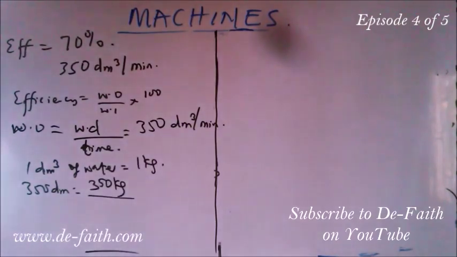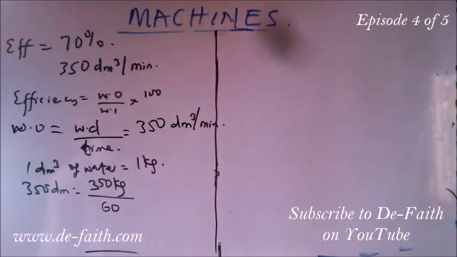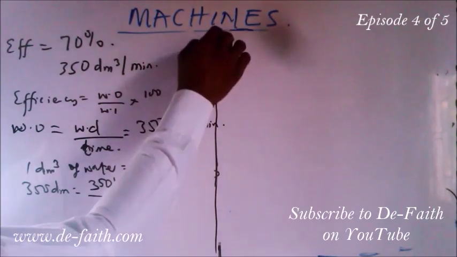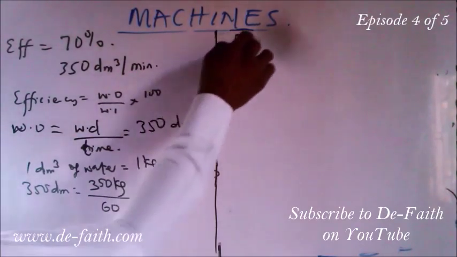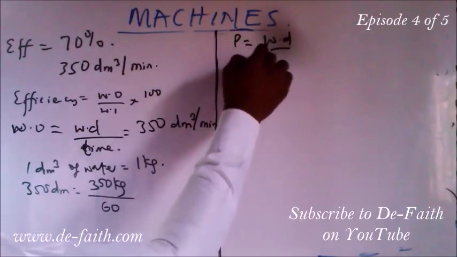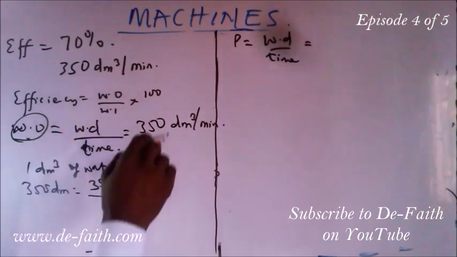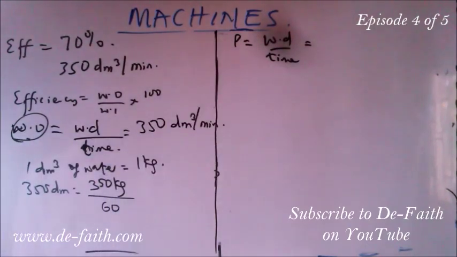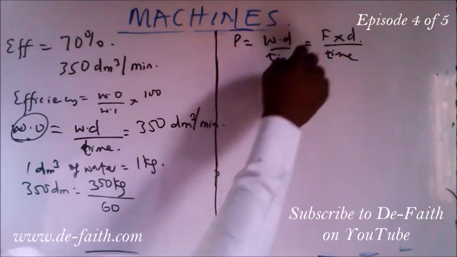The minute needs to be changed into the SI unit, which is seconds, and per minute means divided by 1. So to change it into seconds, that will be divided by what? 60. Do not forget that when we are considering power, the fact that power was used to carry out the work, power is equal to work done over time. And our work done, we call it the work output here. So the work done is equal to force times distance over the time in which the work was done.